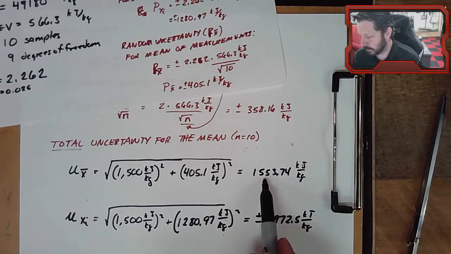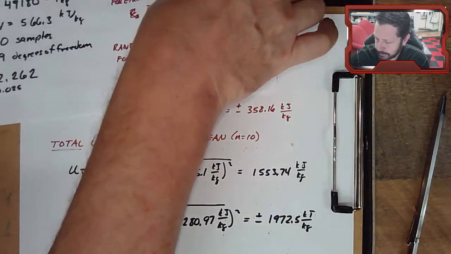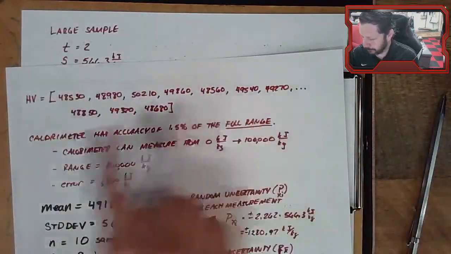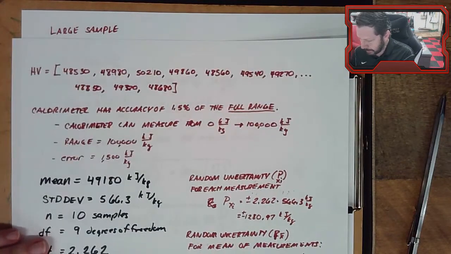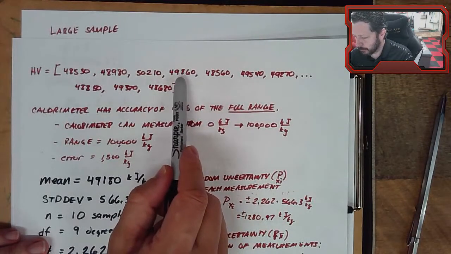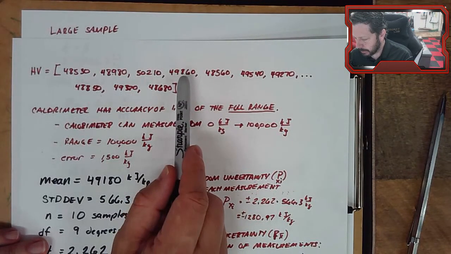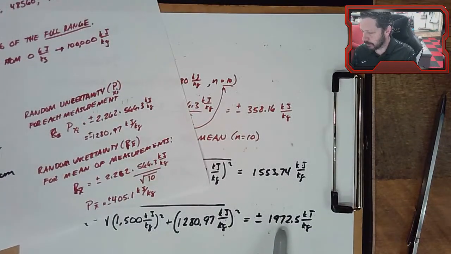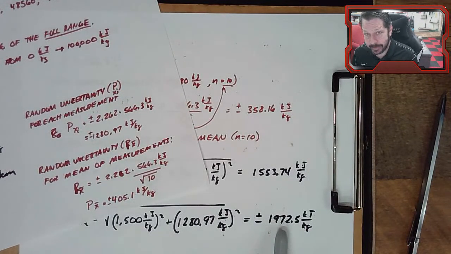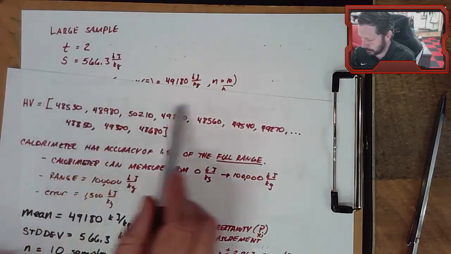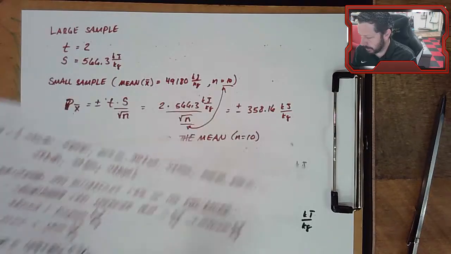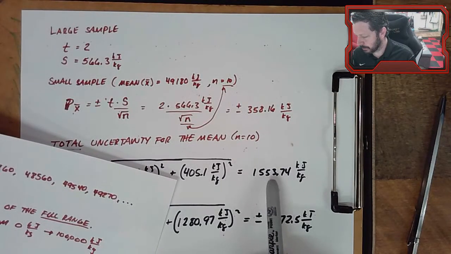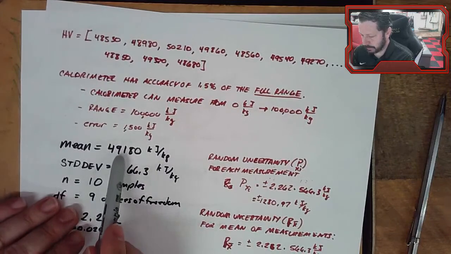And that is larger than the uncertainty associated with the group of measurements. So if I measure these 10 things, calculate their mean and standard deviation, and then pull out one of them, this 49,860, I'm not as certain of that individual measurement. But when I look at them as a group, averaged together with their standard deviation, I'm a little bit more sure, this 1553, about this average.